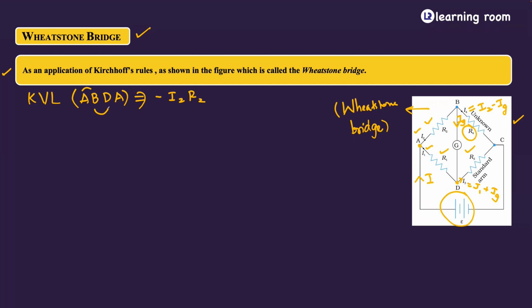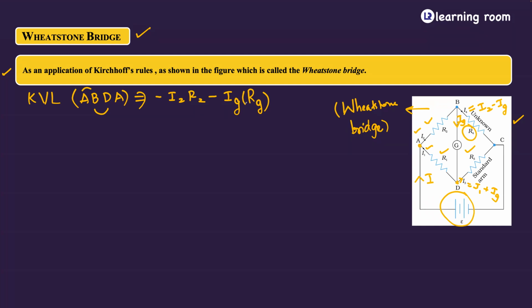When you go from B to D, it is going to be minus Ig into the resistance of the galvanometer, which I'll call Rg. It is going to be minus Ig into Rg. Why minus again? Because when you go from B to D, you're going from higher to lower potential, that is in the direction of current itself.